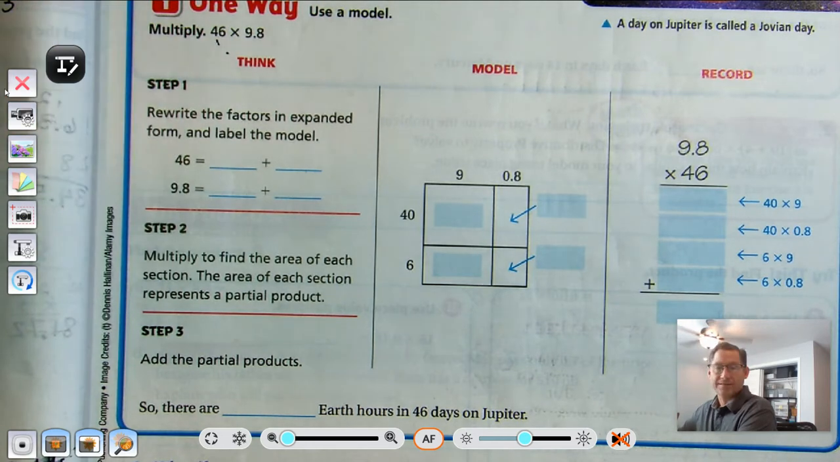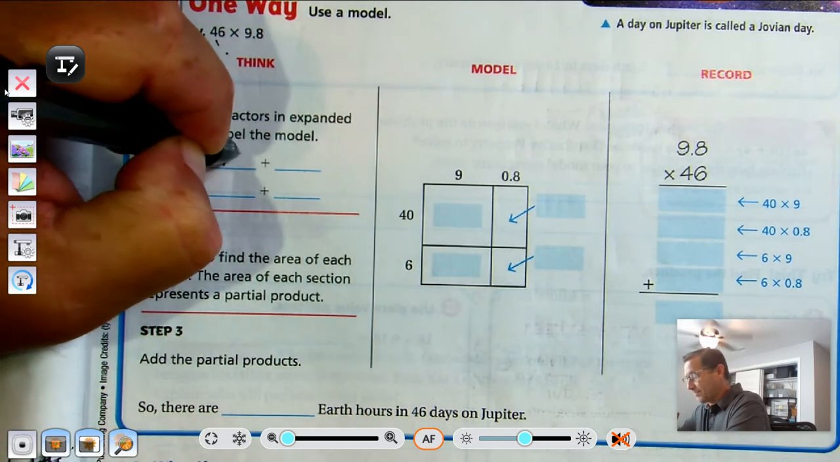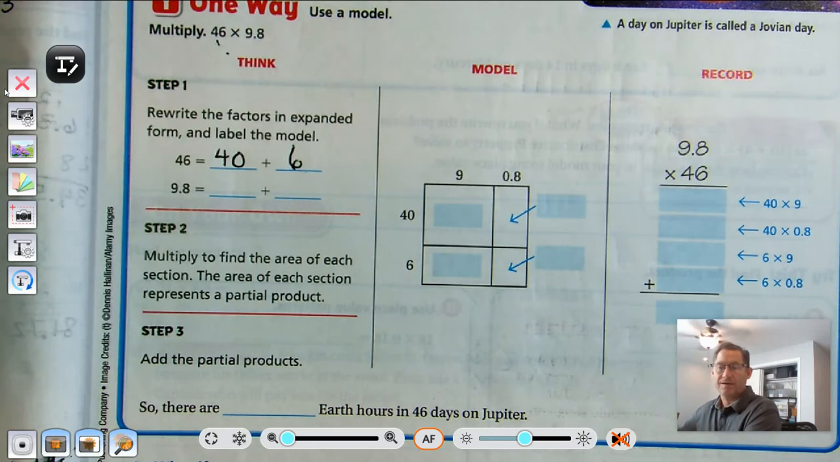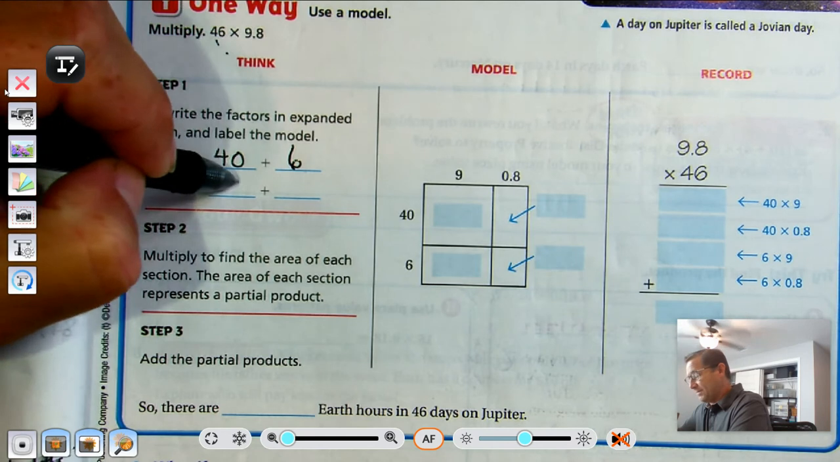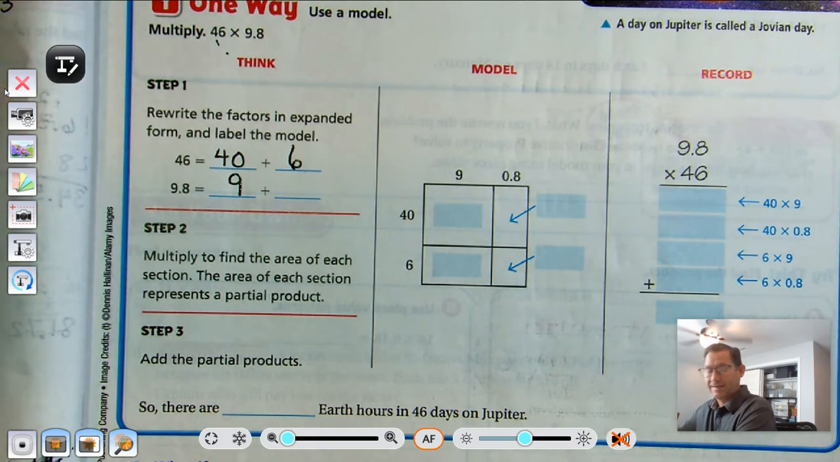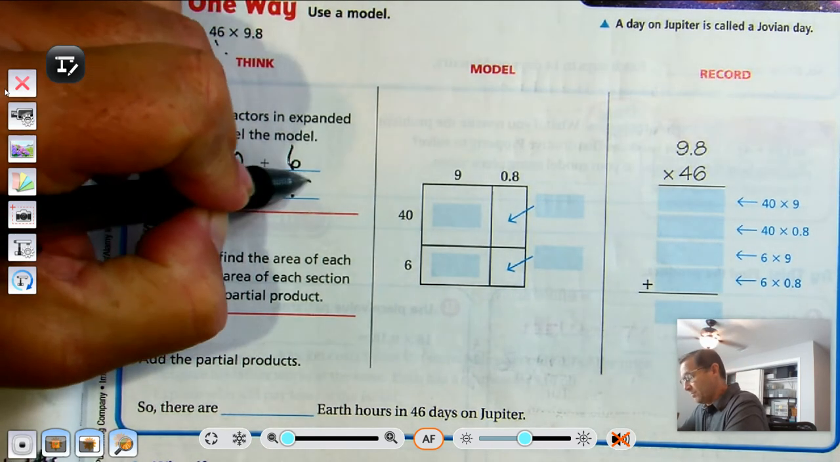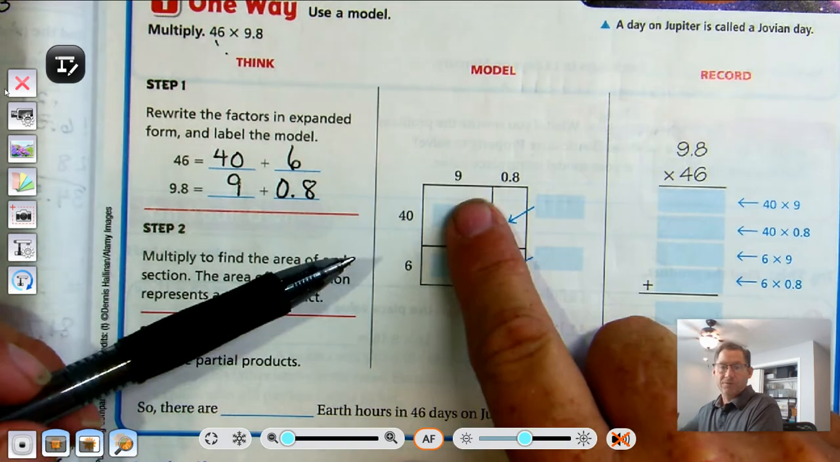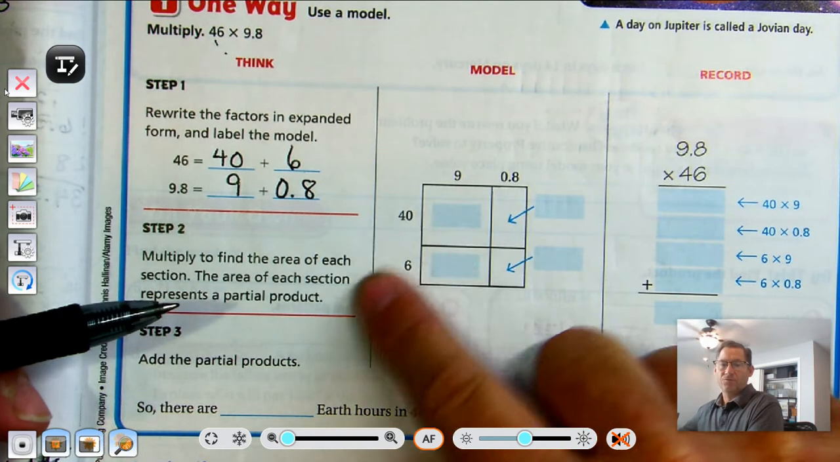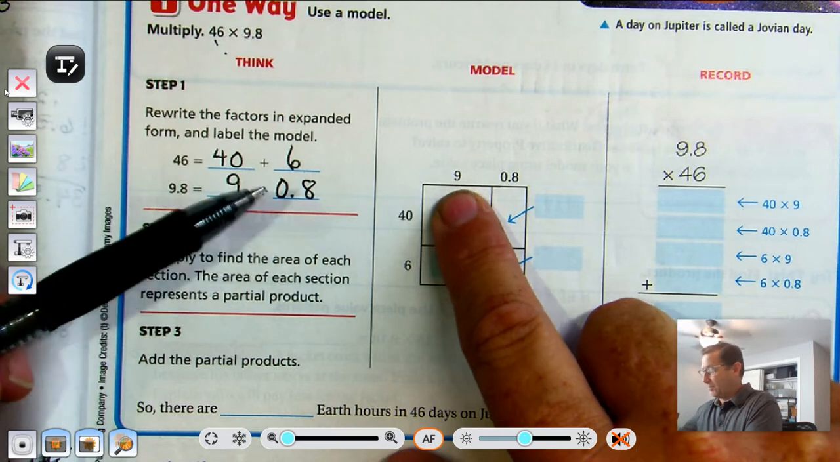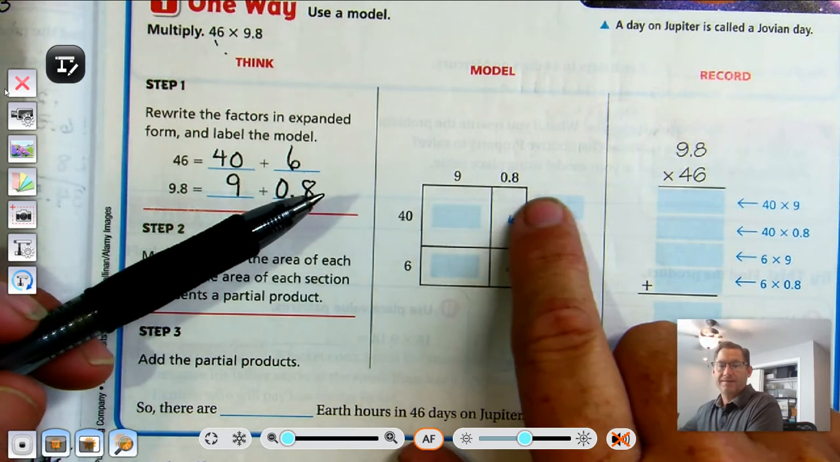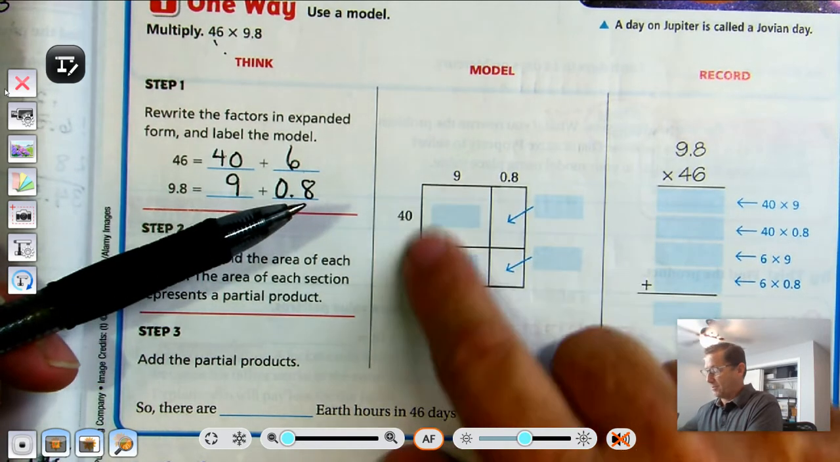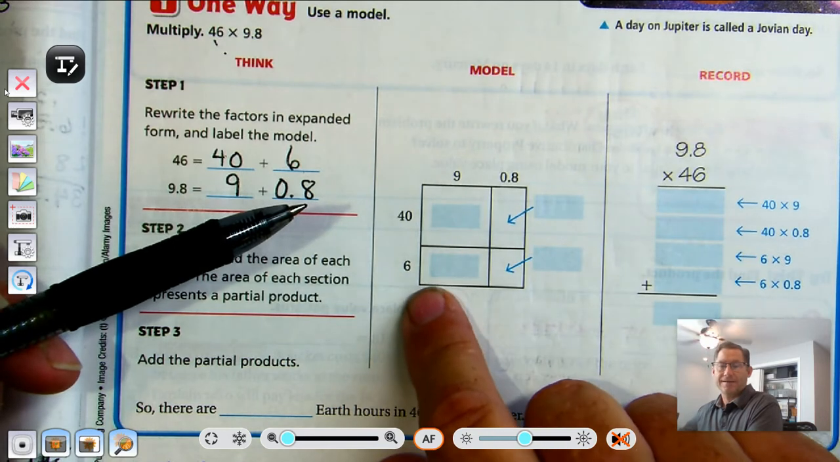So what is 46? Well, 46 is 40 plus 6. Okay, we're familiar with that. It's just expanded form. 9 and 8/10. Well, 9, and then we have the decimal portion, which we would just say is 8/10 or 0.8. Okay, so then we're going to label the model. It really doesn't matter which way you go, but I'm going to put a 9 up here and the 8/10. And then along the left-hand side, 40 and 6.